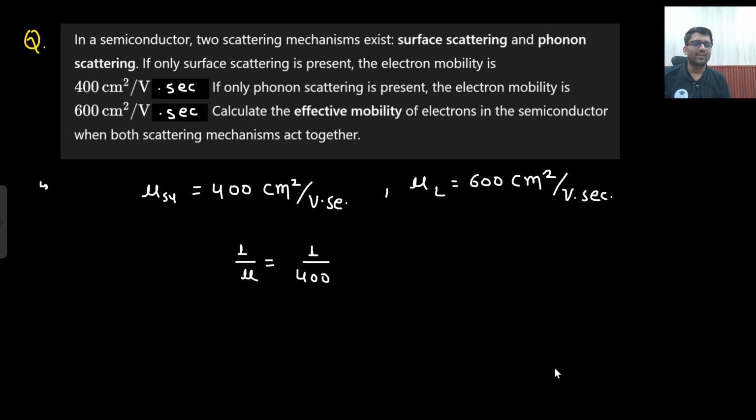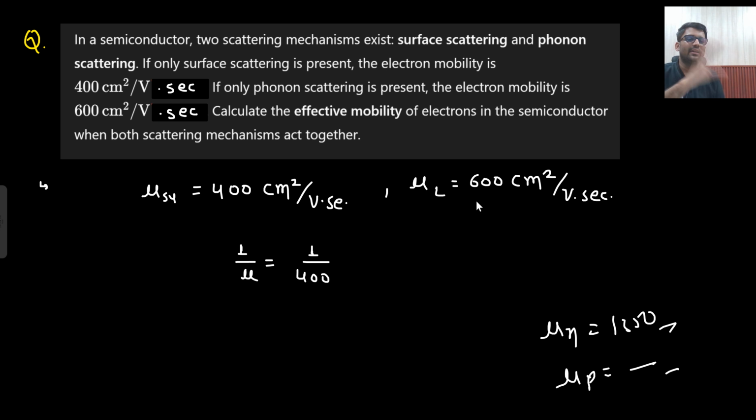In some of the previous questions you saw that electron mobility is mu n, some certain value was given, and mu p, some certain value was given. They were giving these values at a certain temperature, so they have considered all these things, surface scattering, lattice scattering. After that they were giving this value. So 1 by mu would be 1 by 400 plus 1 by 600. So you can simply do it.